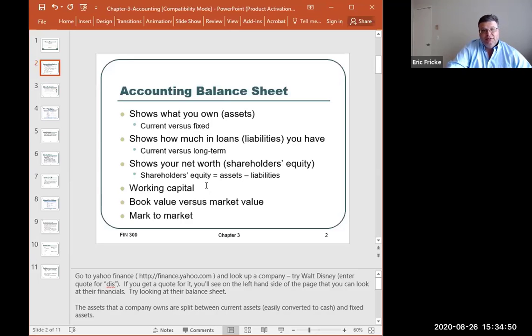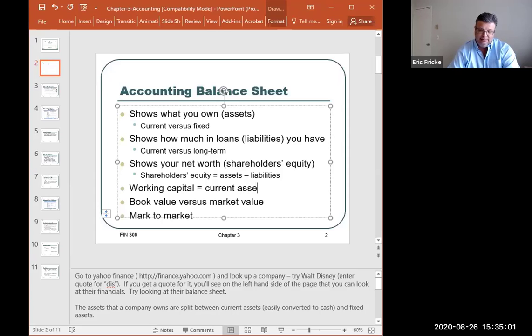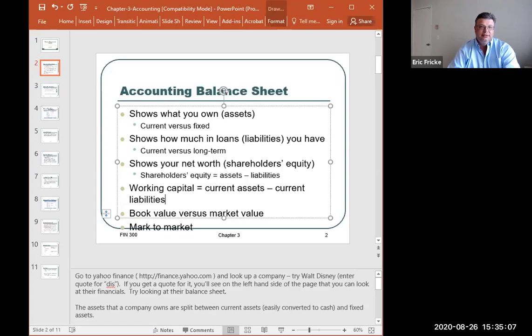Now, for us, one other major part of the balance sheet is called working capital. And working capital is basically equal to current assets minus current liabilities. Okay, and what's important about that is working capital has a lot to do with how our cash is tied up in the business. Let me give you an example.